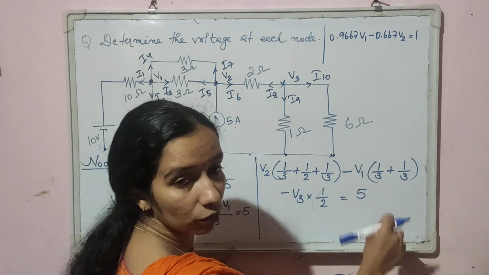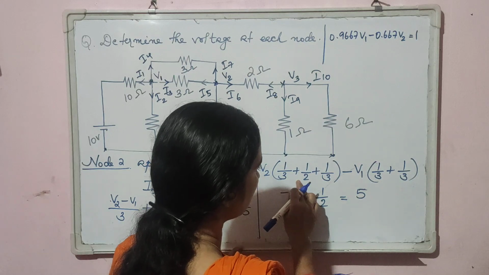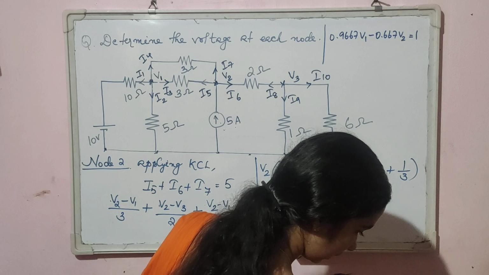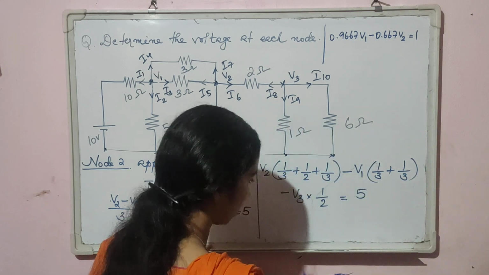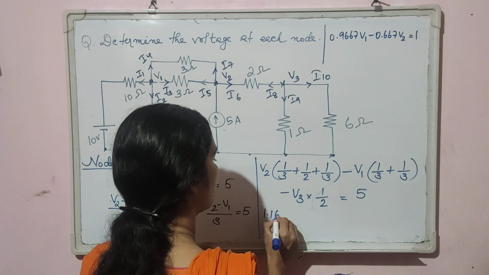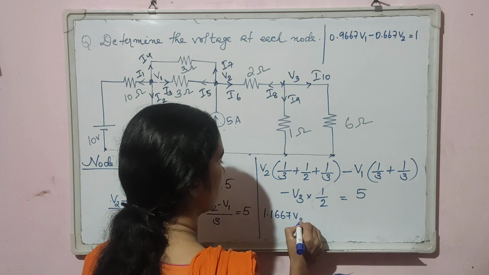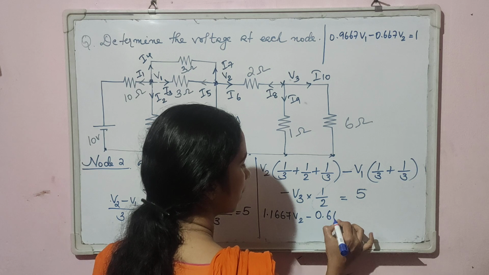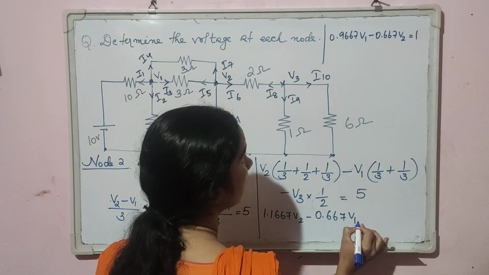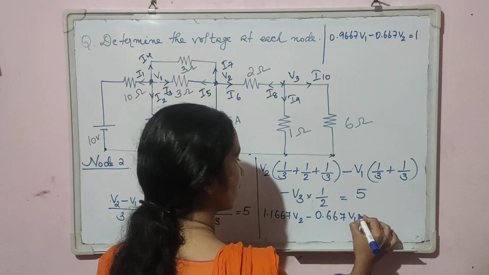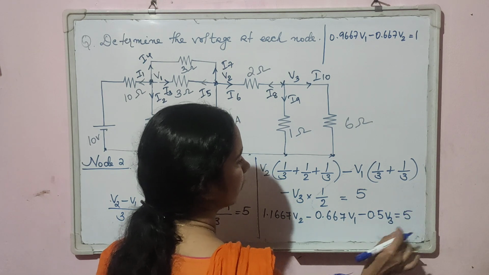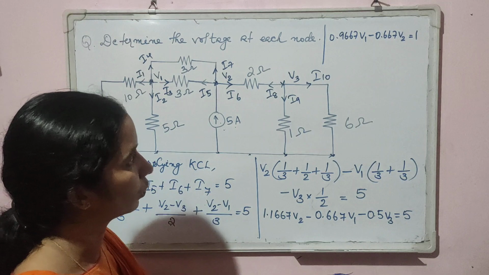So let us simplify all the terms. V2 into 1 by 3 plus 1 by 2 plus 1 by 3 becomes 1.1667 V2 minus V1 into 1 by 3 plus 1 by 3, 0.667 V1 minus 0.5 V3 is equal to 5, which is our equation number 2.